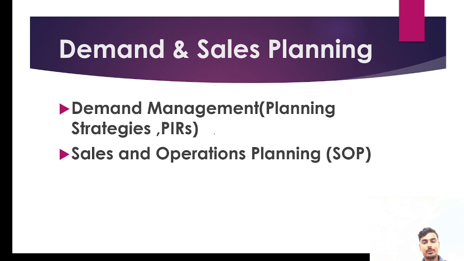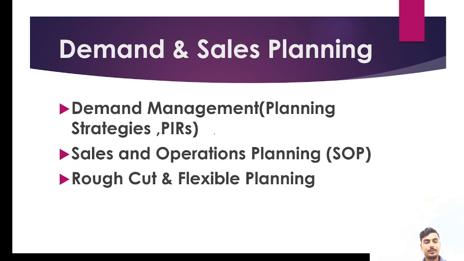Sales and operation planning, SOP, that is a very important point. Once your order has been completed, you have to sell it in the market. So here I will explain how to sell in the market, what the forecast planning is, and everything we will explore here. Rough cut and flexible planning: if you have a capacity of 10,000 but you get an order of 20,000, how can you customize that order in SAP? We will learn about rough cut and flexible planning.